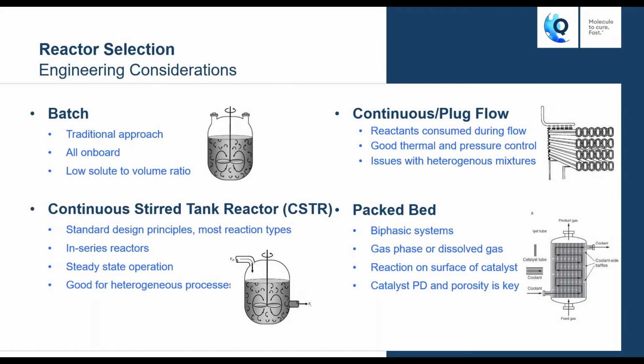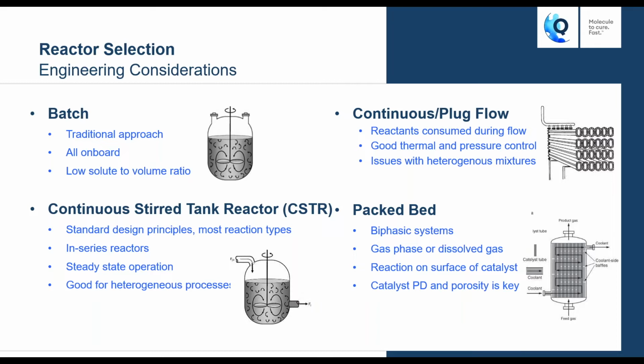We have traditional batch reactors, which are all on board reactors. Typically, you've got low solute concentrations with a high volume of solvent. They typically suffer from poor heat transfer and are dependent upon agitation. There's also potential in certain manufacturing sites where you've got different vessels with different physical parameters. You may get different agitation profiles, different heat spots and dead spaces within the vessels, which can impact the quality on scale up.